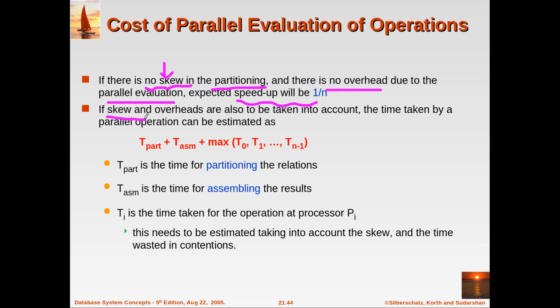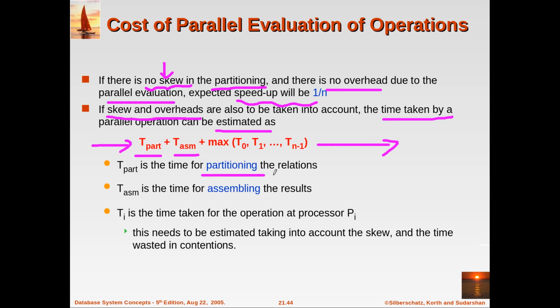Now if there is some skew and some overhead already available within these processors, mainly because of this skew, the time taken will be estimated with a different formula. You can see that it is T part plus T ASM plus max of T0, T1 up to Tn minus 1. So what is this T part? T part is the time for partitioning the relation. We are going to consider the total time taken for completing the parallel operation.